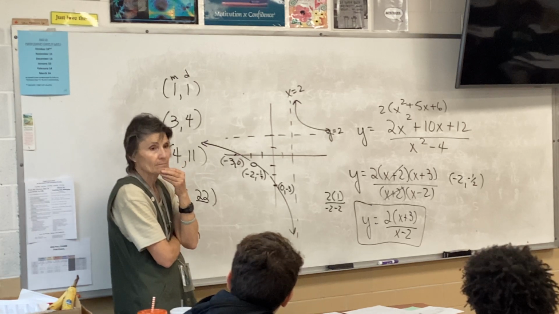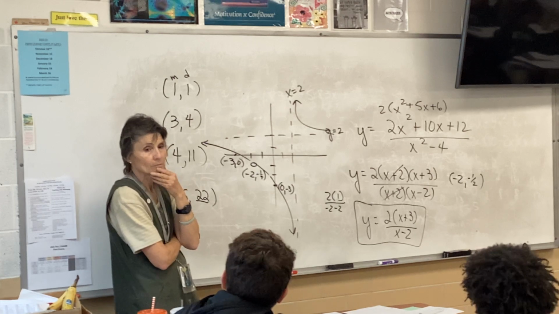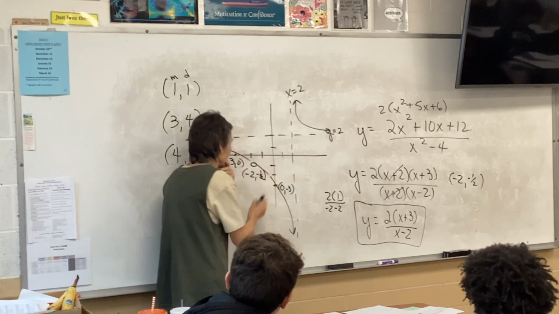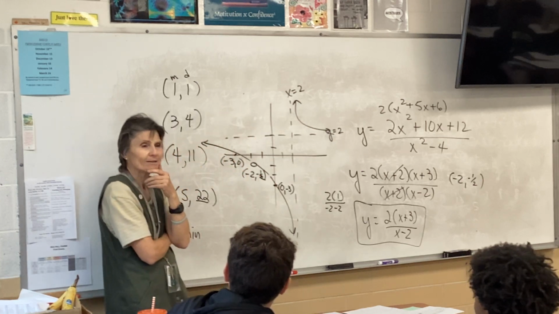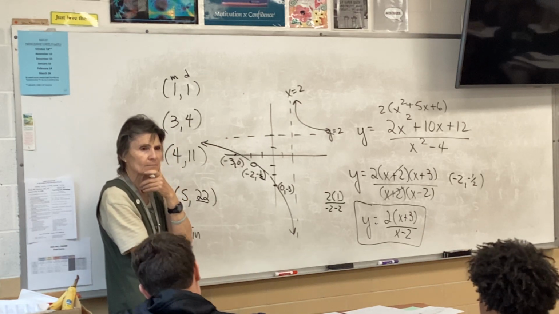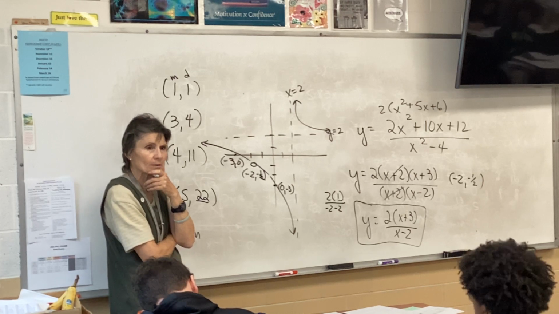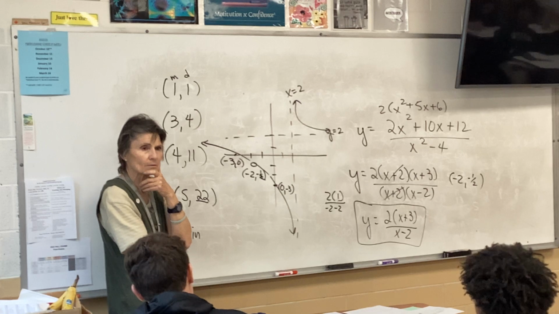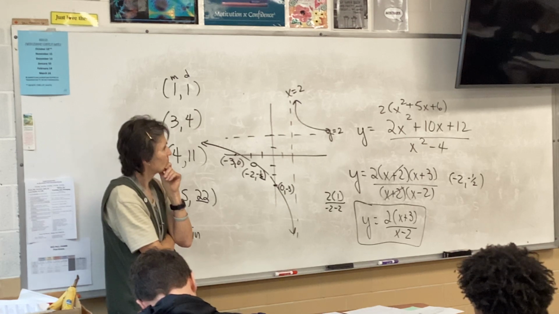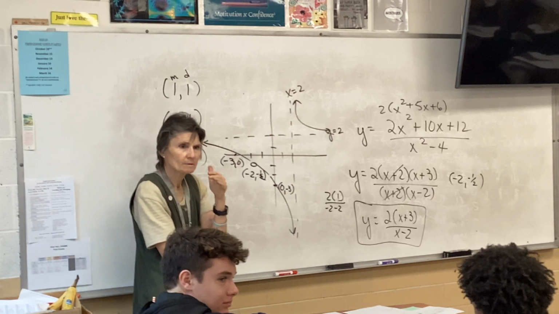Lucy? If it was instead of 2x squared, if it was just 2x over x squared, how would you do something like that? It wouldn't be x squared over x squared. Like if that's 2x squared plus 10x plus 12 over x squared plus 4. How would you find the horizontal asymptote?